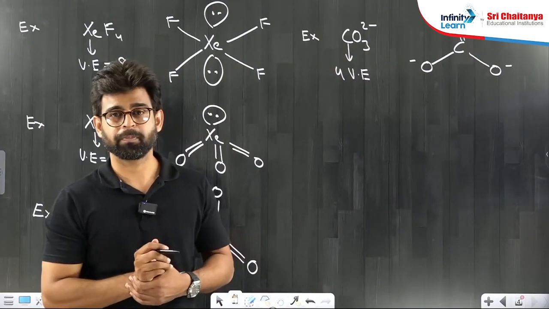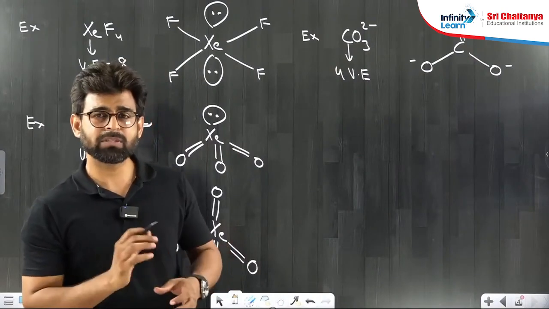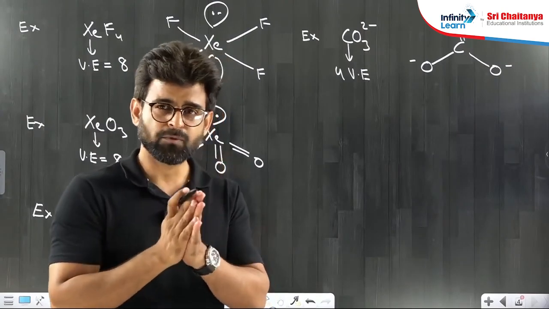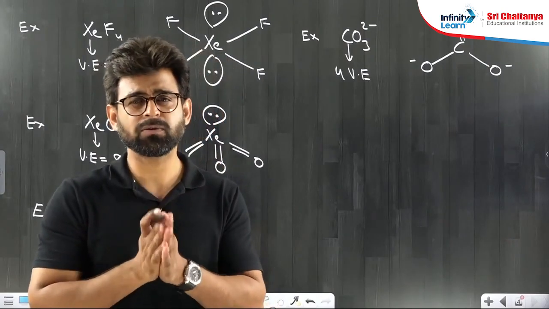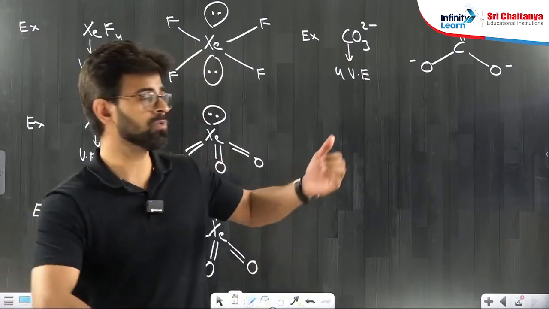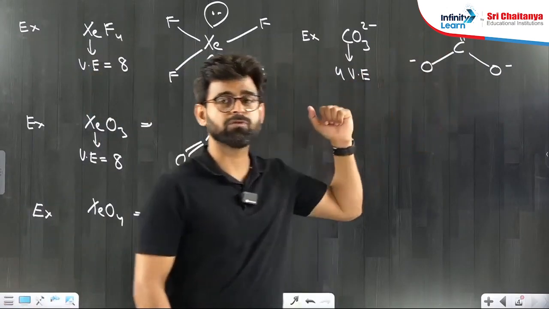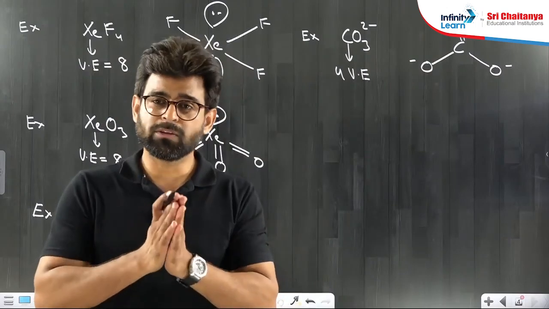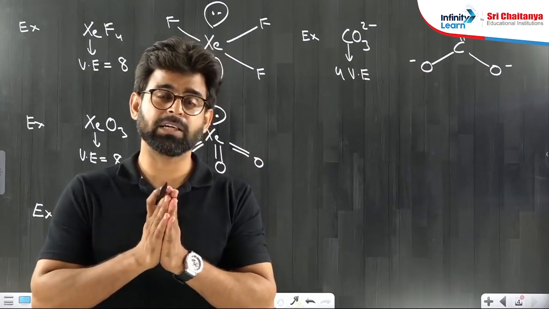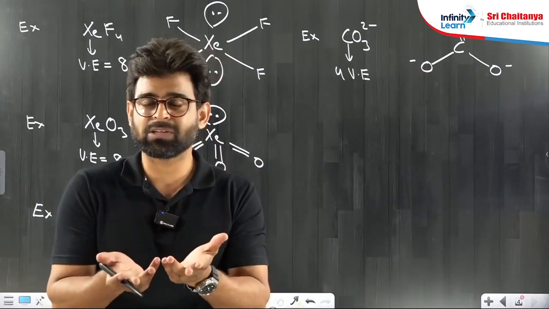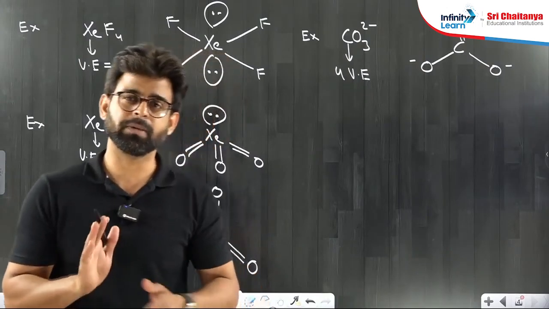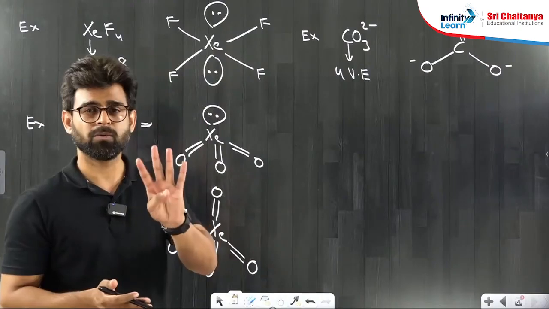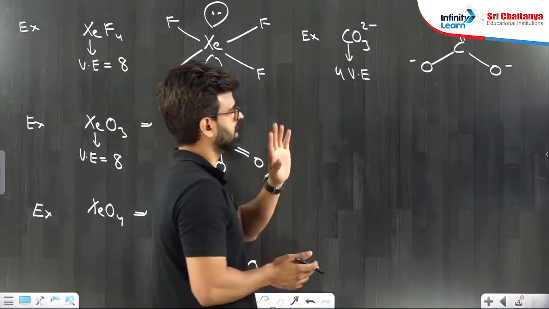Right? So, in that view, now look at the carbon. Carbon was having 4 valence electrons, and out of the 4 valence electrons, all 4 are used because it is making how many bonds? 4 bonds. So, if all the 4 valence electrons of carbon are used, then there is no valence electron remaining, so it will have no lone pair. Clear? So, in that way, we can see carbon making 4 bonds with the 3 oxygens here, right?